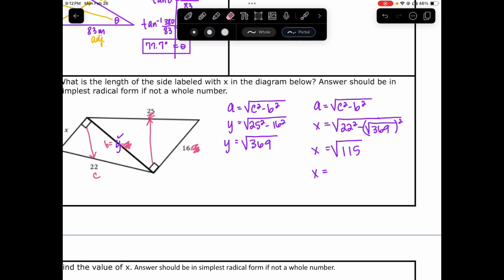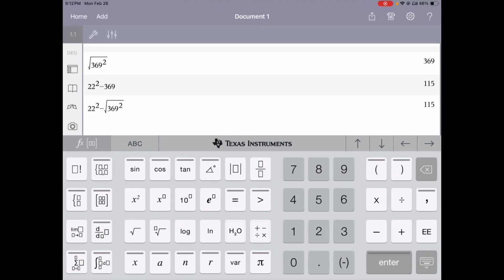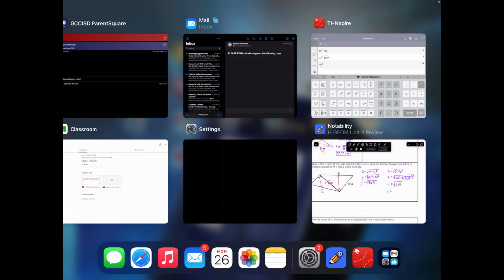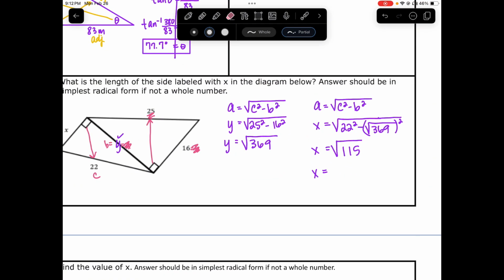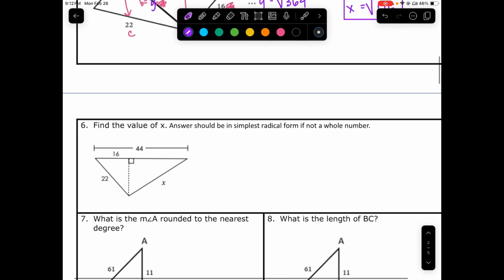So let's figure out the factors of 115. That's 5 times 23. Okay, we can't do anything else with that because 5 is prime, 23 is prime. So that's it. We are done. All right, go ahead and try number 6.